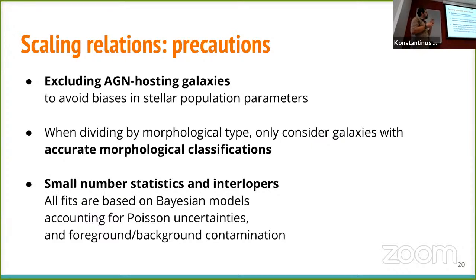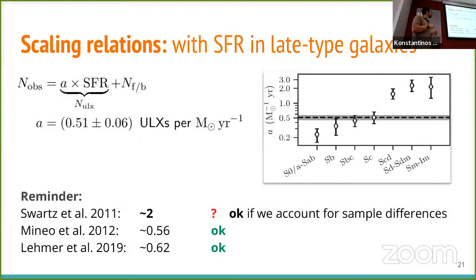Now, as I mentioned, we should exclude AGN hosting galaxies because we don't have reliable star formation rate and stellar mass estimates for those. And of course, we have to account for small number statistics because you have one ULX, maybe from your background, you expect 0.7 ULXs. So you cannot say you have 0.3 ULXs in this galaxy, right? You cannot subtract it. You have a Poisson modeling there, which is very important in these small numbers. So the first result was the number of ULXs, the scaling factor of the ULXs with respect to the star formation rate. So in that case, we find half a ULX per unit star formation rate in a galaxy.